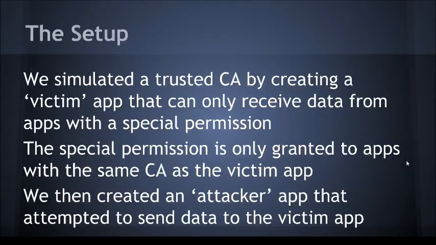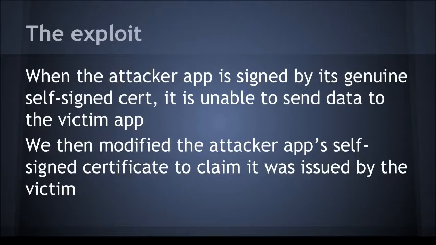In our project, we demonstrated the proof of concept of this vulnerability by setting up a victim app that can only receive data from an app that has a special permission that we hard-coded into the victim app. The special permission is only granted to apps that have the same CA as the victim app. We then created an attacker app that attempted to send data to the victim app. When the attacker app is signed by its genuine self-signed cert, an unmodified self-signed cert simply generated using SSL crypto, it's unable to send data to the victim app.